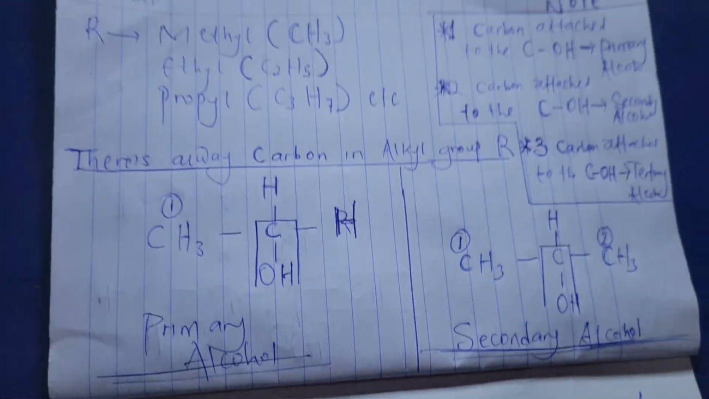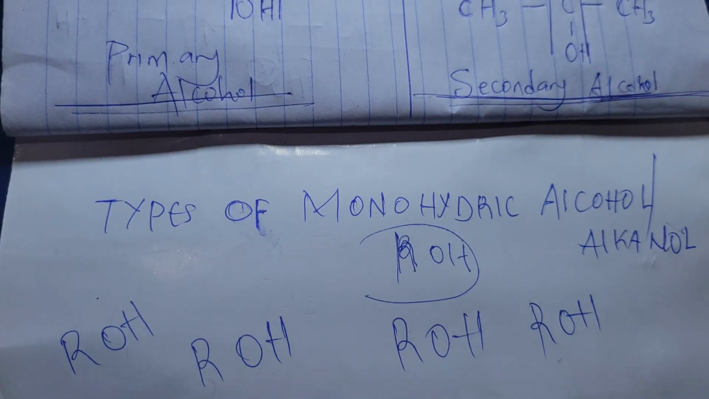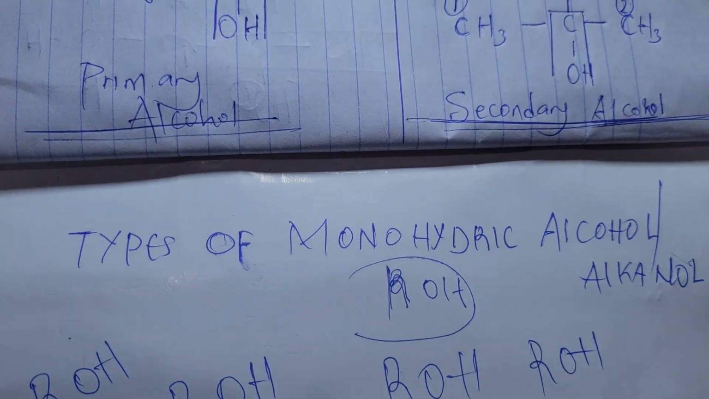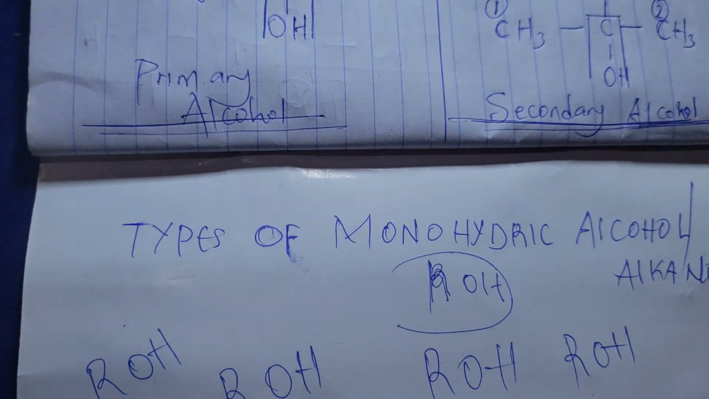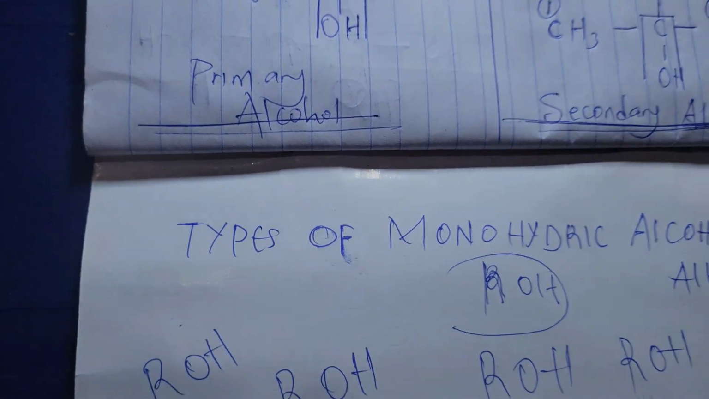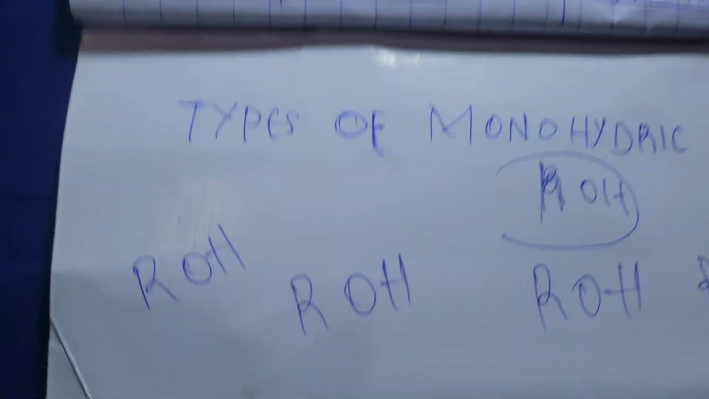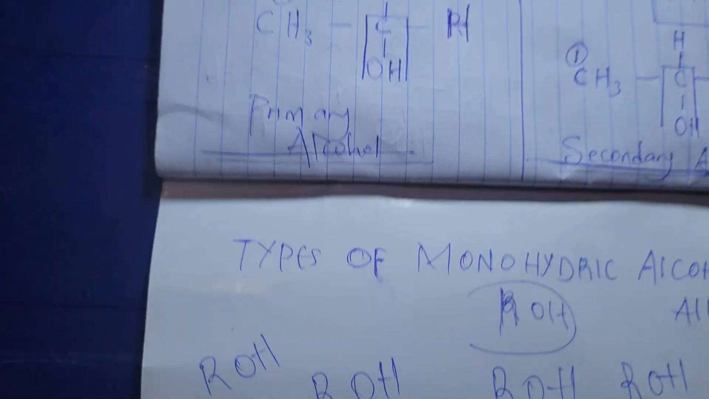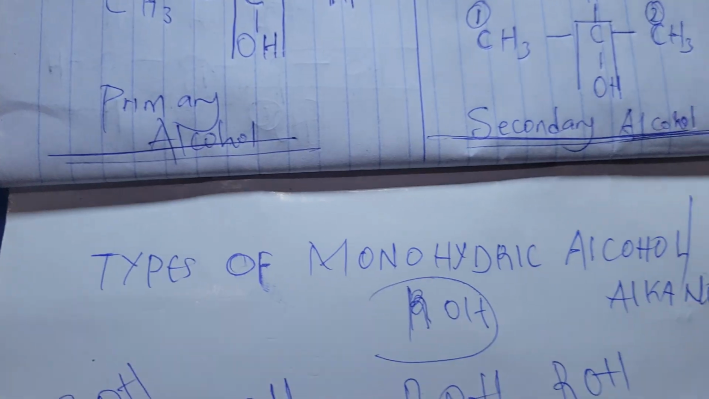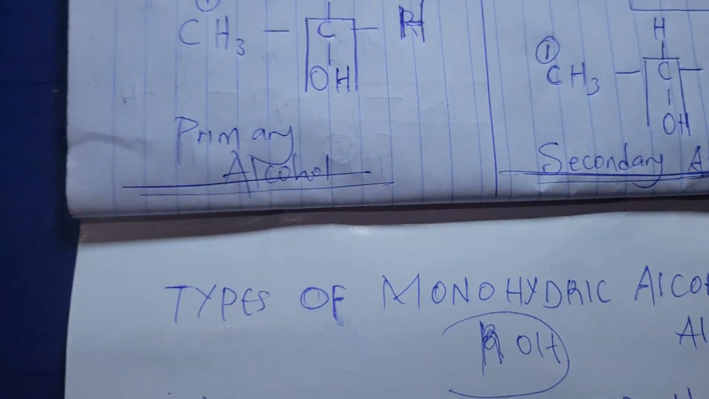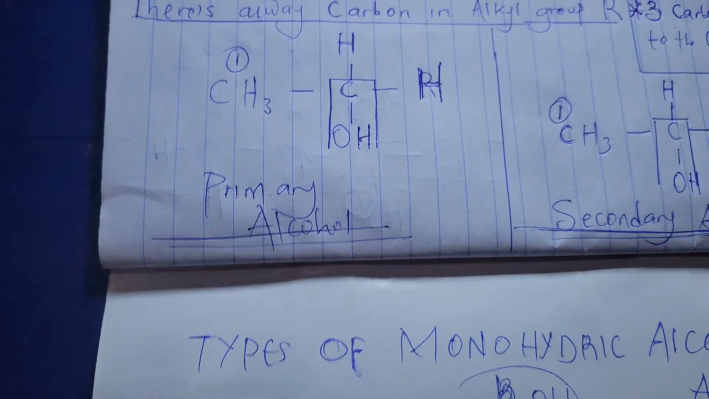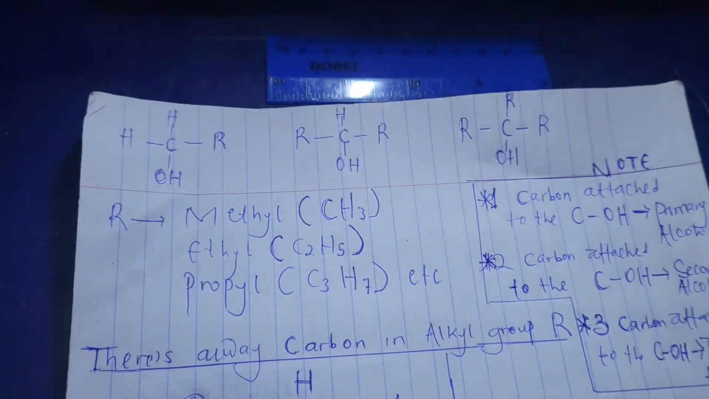In this video, I'll be looking at the types of monohydric alcohol or alkanol. I believe we know that alcohol and alkanol are the same. The general formula of alcohol is ROH, right? Now we have basically three classes of alcohol: the monohydric, the dihydric, and the trihydric. Today we're looking at the monohydric type of alcohol. Let's proceed.